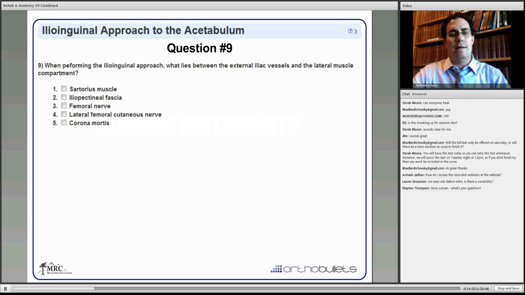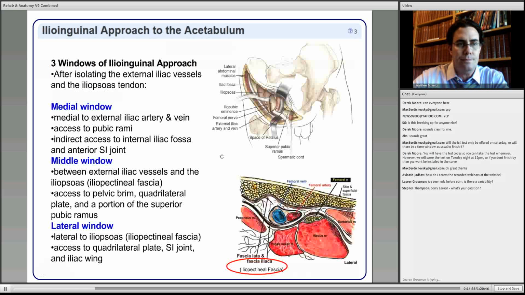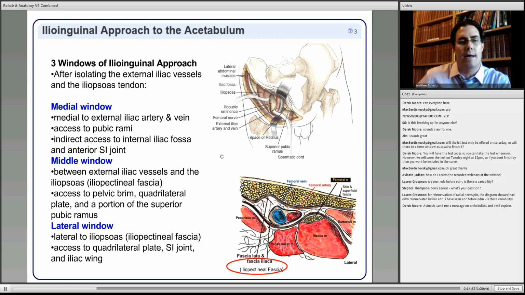When performing the ilioinguinal approach, what lies between your external iliac vessels and the lateral muscle compartment? So the ilioinguinal approach, again, is used for pelvis and acetabular fractures. There are 3 windows of that approach. After you isolate the external iliac vessels and the iliopsoas tendon, you're able to gain access to all 3 windows. The medial window is medial to the iliac vessels, and that gives you access to the pubic rami. You can get indirect access to your anterior SI joint and iliac fossa.